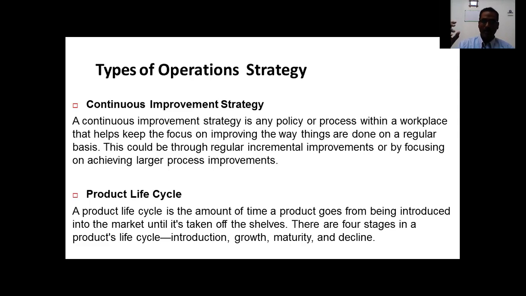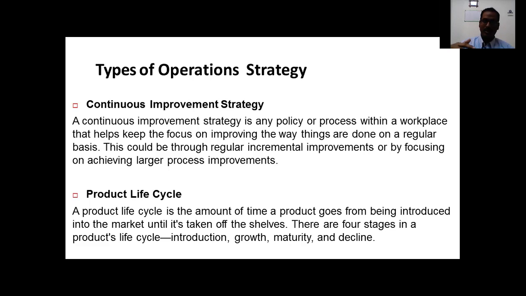A product life cycle is the amount of time a product goes through from being introduced into the market until it is taken off the shelves. In other words, it is no more offered for sale. As I mentioned, there will be some substantial or slight changes, and it will be reintroduced. There are four stages in a product life cycle. That is introduction. Usually after R&D, a product is produced or a new product is innovated, then it is introduced.